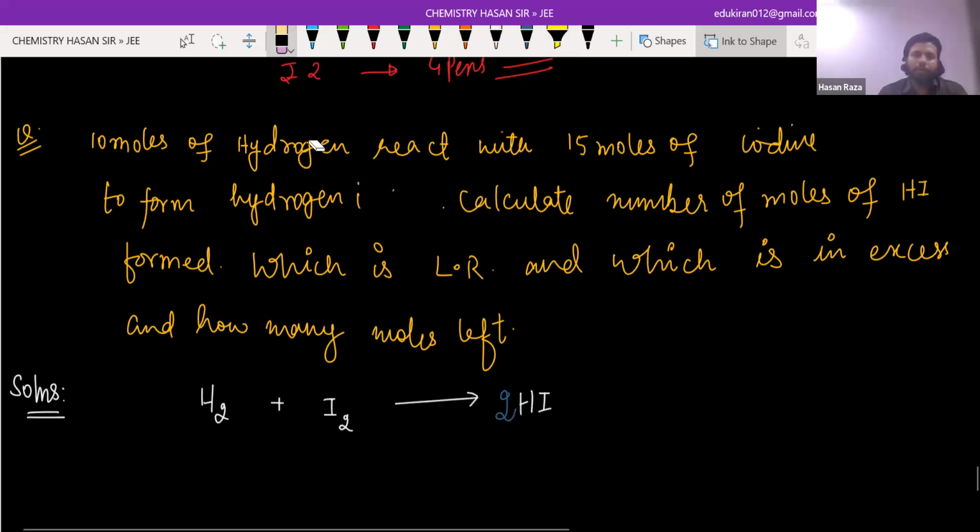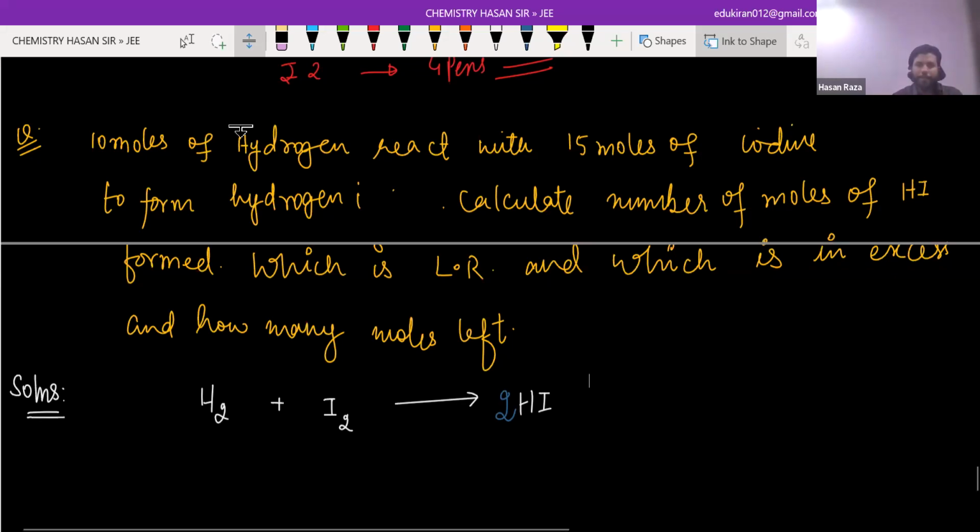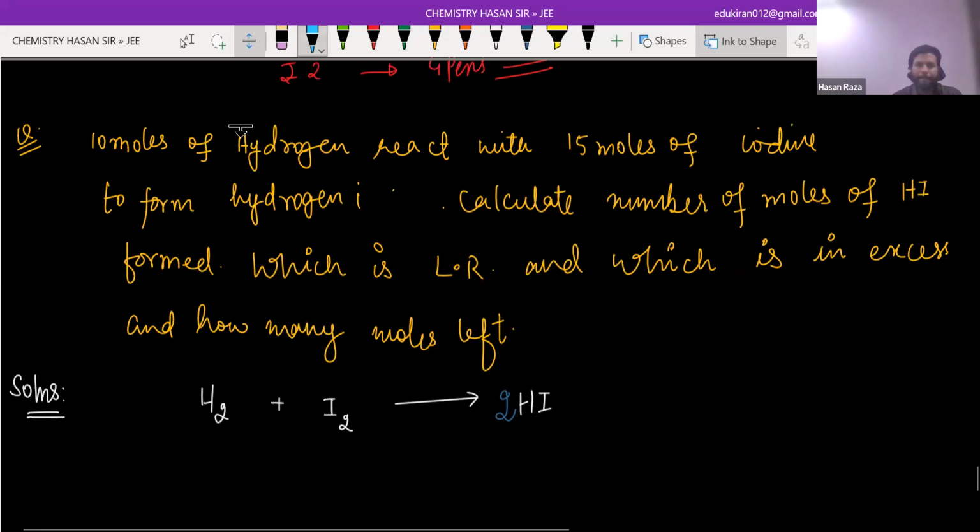Yes. Now see everyone, any answer from anyone? Madiha, Shahid, which one of the following is the limiting reagent? At least the limiting reagent you can easily tell me. Hydrogen. Very good. So how many moles of HI are formed? 20. Did you say 20? Very good.